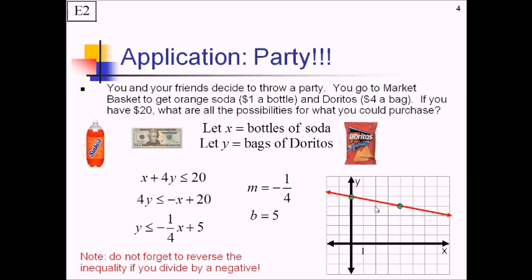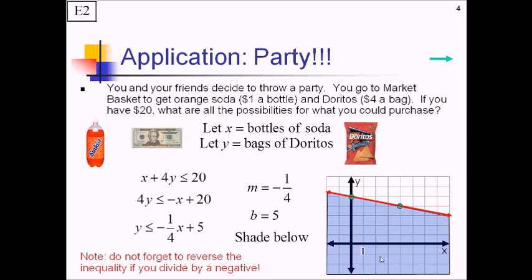Remember, we have to shade one side or the other. Since we've got less than, and you should always look at your slope-intercept inequality, it's the last inequality that tells you which way to shade. Y less than means we have to shade below. So that's going to be everything down here. So all the stuff below this line, these are all the combinations of sodas and Doritos that you could buy. So you could buy 3 sodas and 2 bags of Doritos, or even more sodas here.